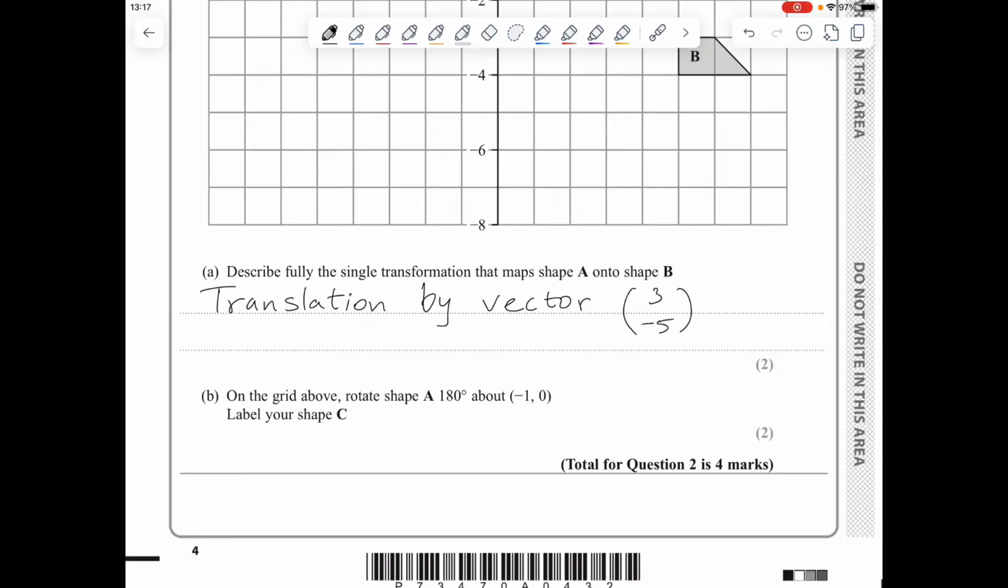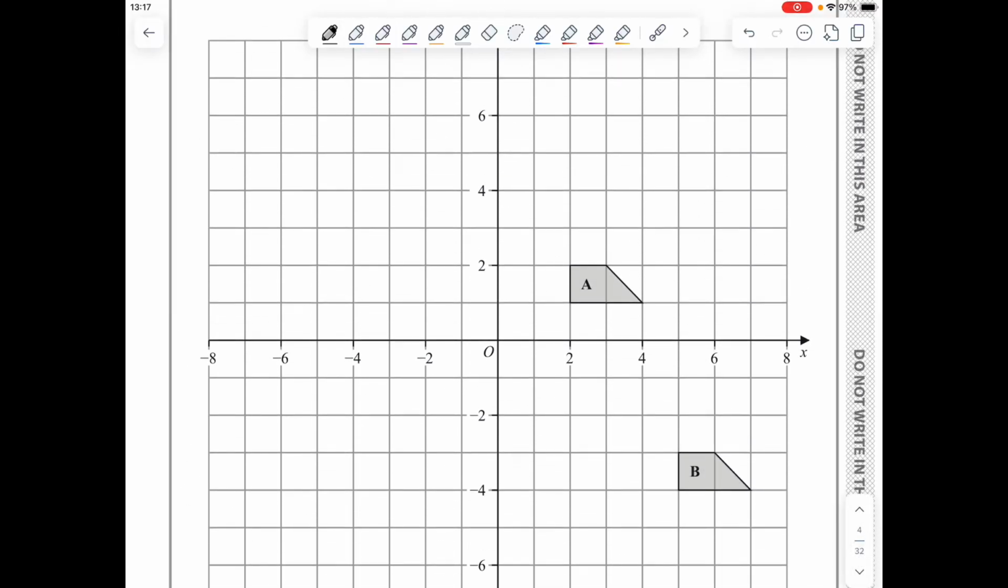Now for part B, we need to rotate shape A 180 degrees about (-1, 0). So the point (-1, 0) is here. Now, if I want to go from the center to this vertex, for example, then I'll have to go 3 units to the right, 1 unit up. And if I rotate this red right angle shape, it's going to be 3 units to the left, 1 unit down. So this vertex here will be here, and the overall shape will look like this.